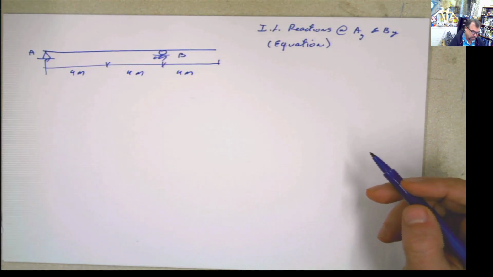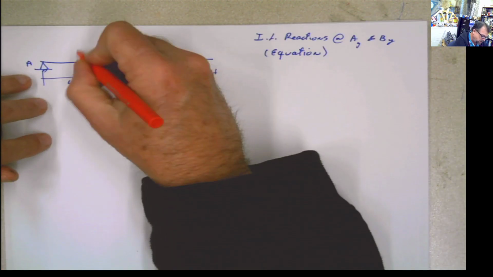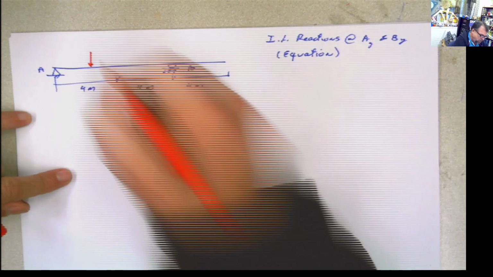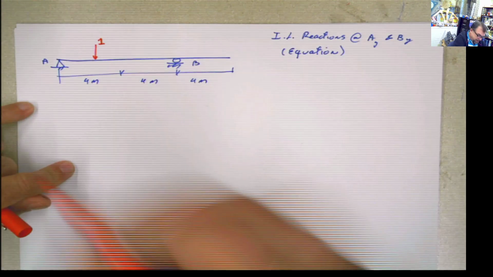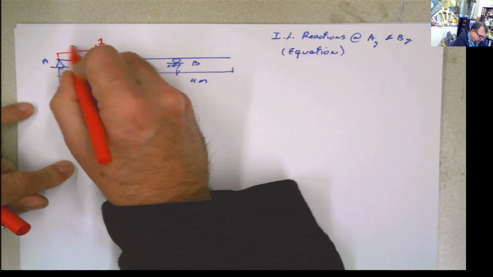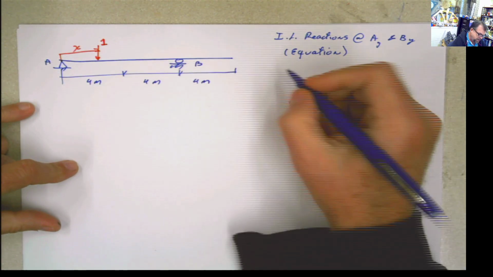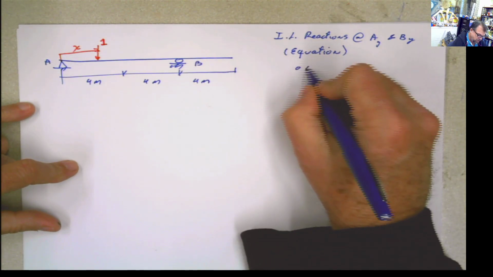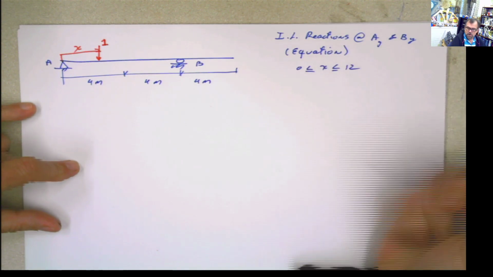That's what happens. The load is moving, and because the load is moving, and we don't know exactly where the load is going to be, we're going to put the load right there. And by right there, I mean at an x distance from the support A. And I'm going to make that distance change from 0 to 12. And that's how we're going to do it.